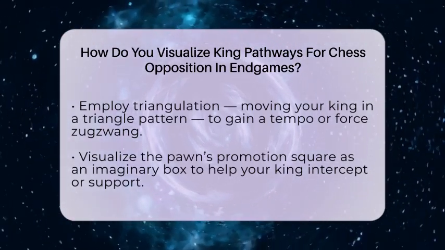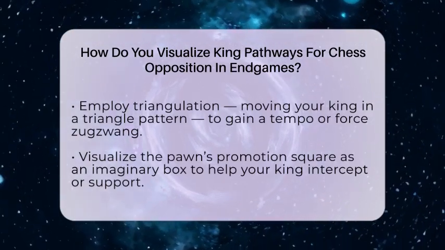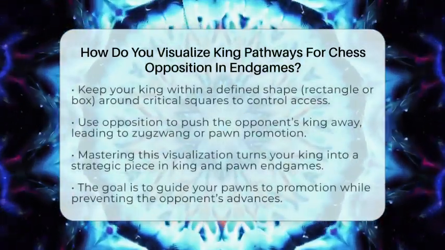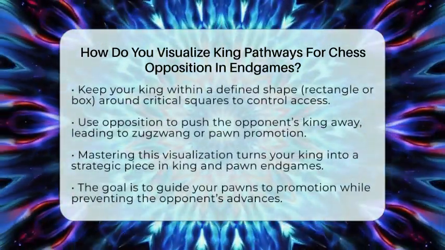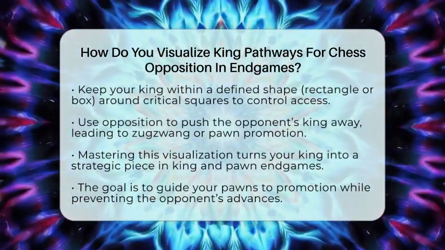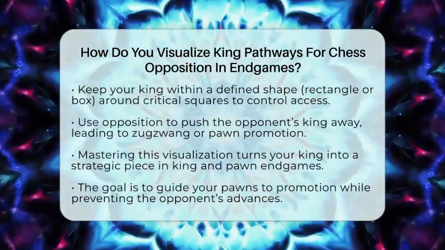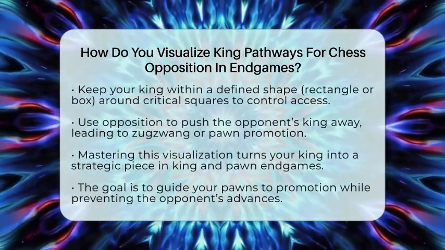For example, if your opponent's king is trying to reach your pawn's promotion square, move your king along the rank or file that maintains opposition and blocks their path. Mastering this visualization is like having a map of the battlefield. It helps you push the opponent's king away, create a situation called zugzwang, and finally promote your pawn.